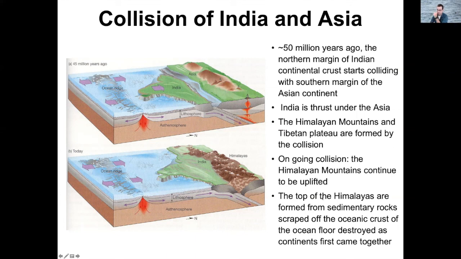And so the tops of the Himalayas are sedimentary rocks that were scraped off the oceanic crust of the ocean floor that was destroyed when they came together. So the Himalayas are essentially old ocean sediment. That's pretty wild when you think about how far and how high that sediment had to travel, but we're talking about very long time periods here. So that wraps up our discussion of convergent and divergent boundaries, and we'll discuss transform faults next time.